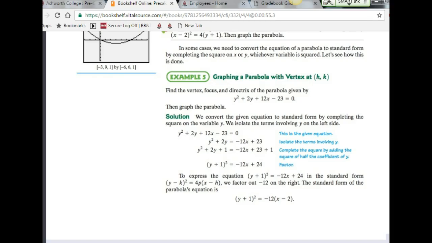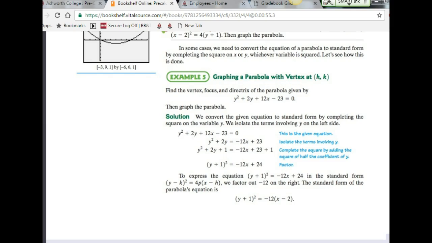Hello, we're looking in your Pre-Calculus Part 2 textbook. This is Lesson 9-3 on parabolas. Specifically, this is example number 5, found on page 906 of your textbook. In this one, we're finding the parabola with a vertex at (h, k).